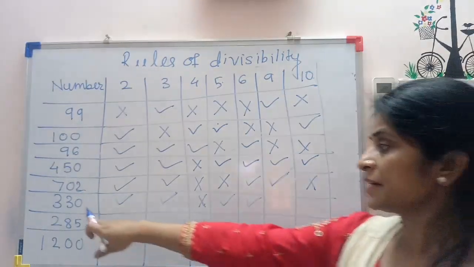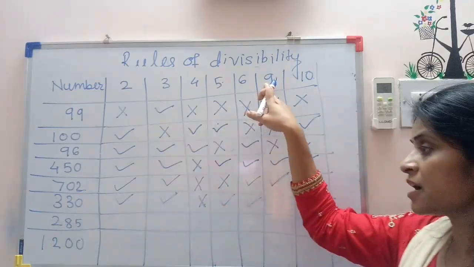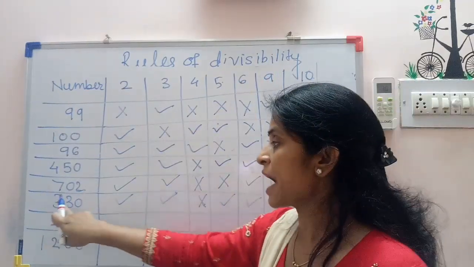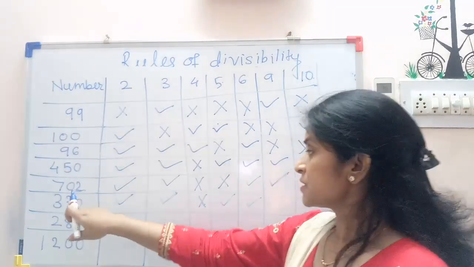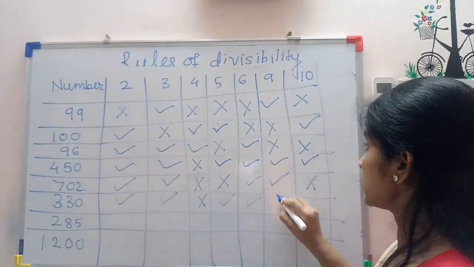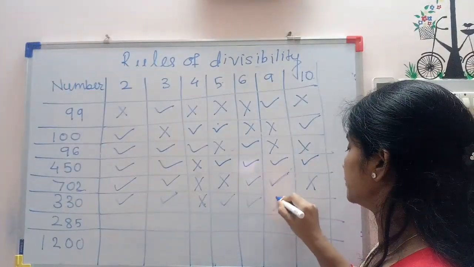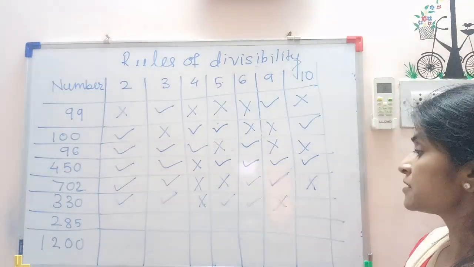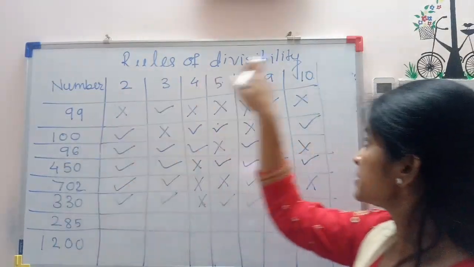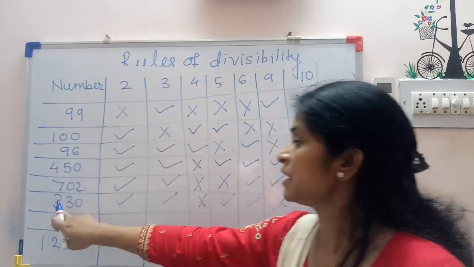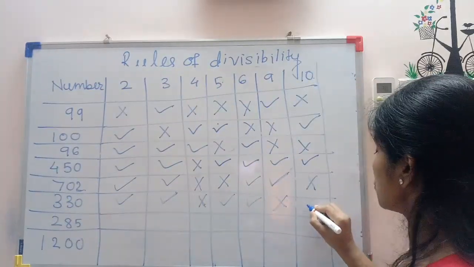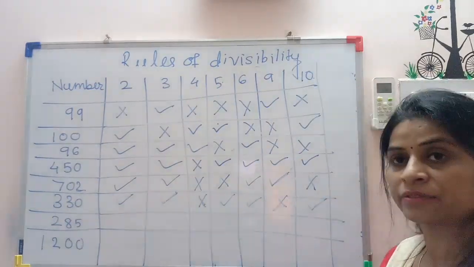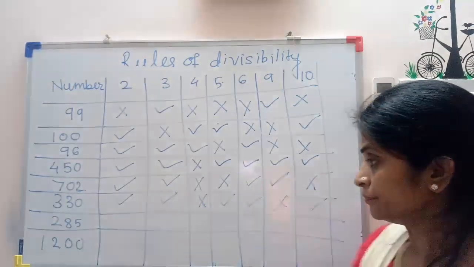Now, 330, is it divisible by 9? No, because when we add all the digits, the sum of the digits is 6. So, it is not divisible by 9. Now, next, the given number is divisible by 10 because 330 ends in 0. So, it is divisible by 10.